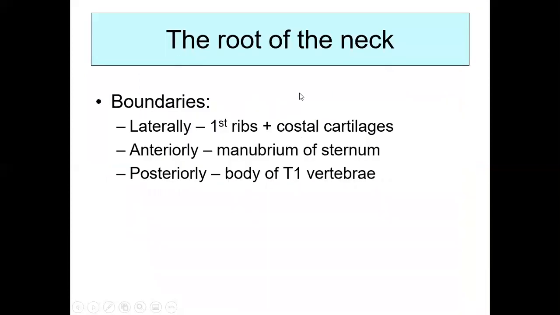For the root of the neck, the boundary laterally is formed by the first rib and the costal cartilage. Anteriorly, it is bounded by the manubrium of the sternum, and posteriorly by the body of the T1 thoracic vertebra, number 1.